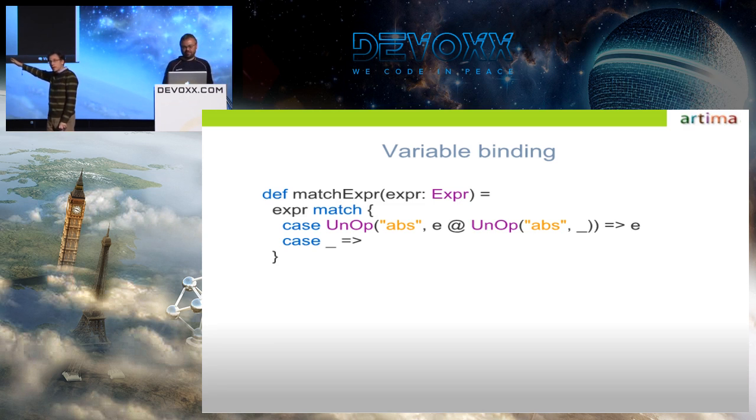That's what I do with that E @ something. It means that when this matches, then on the right-hand side of the rocket, E is that something. And so that saves me the performance cost of creating a new object when I already have one.